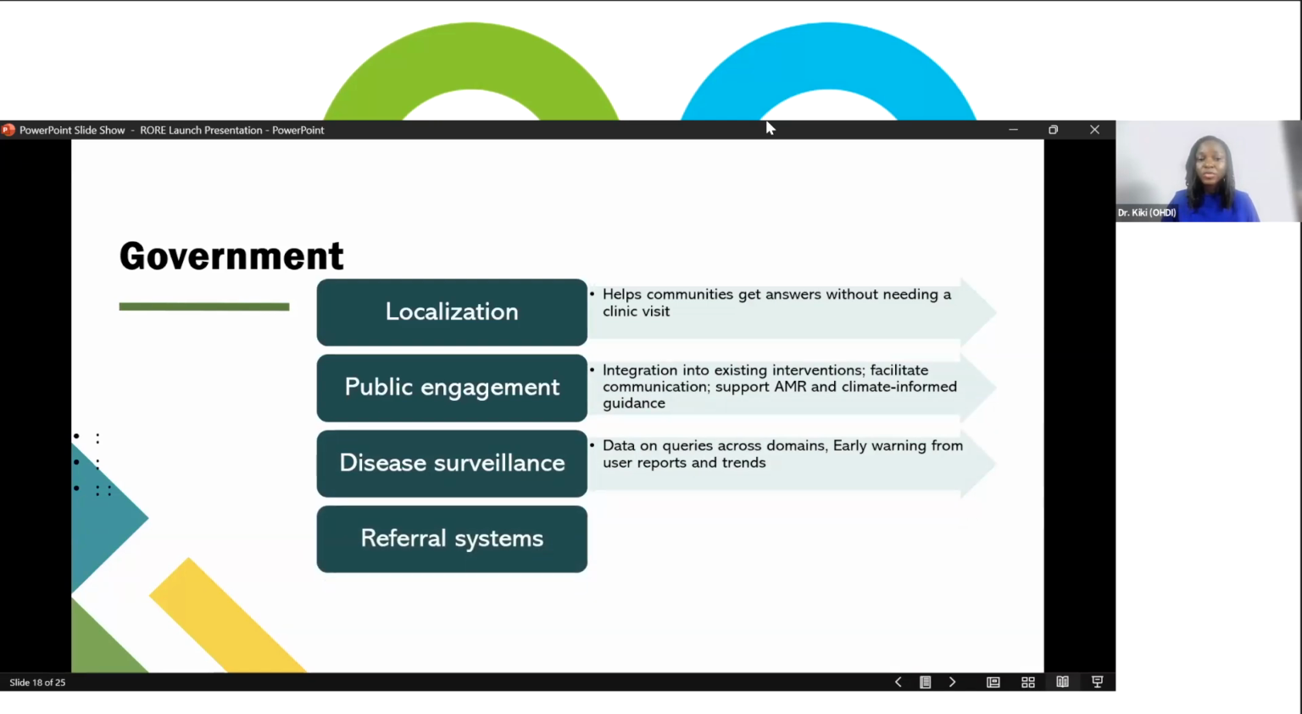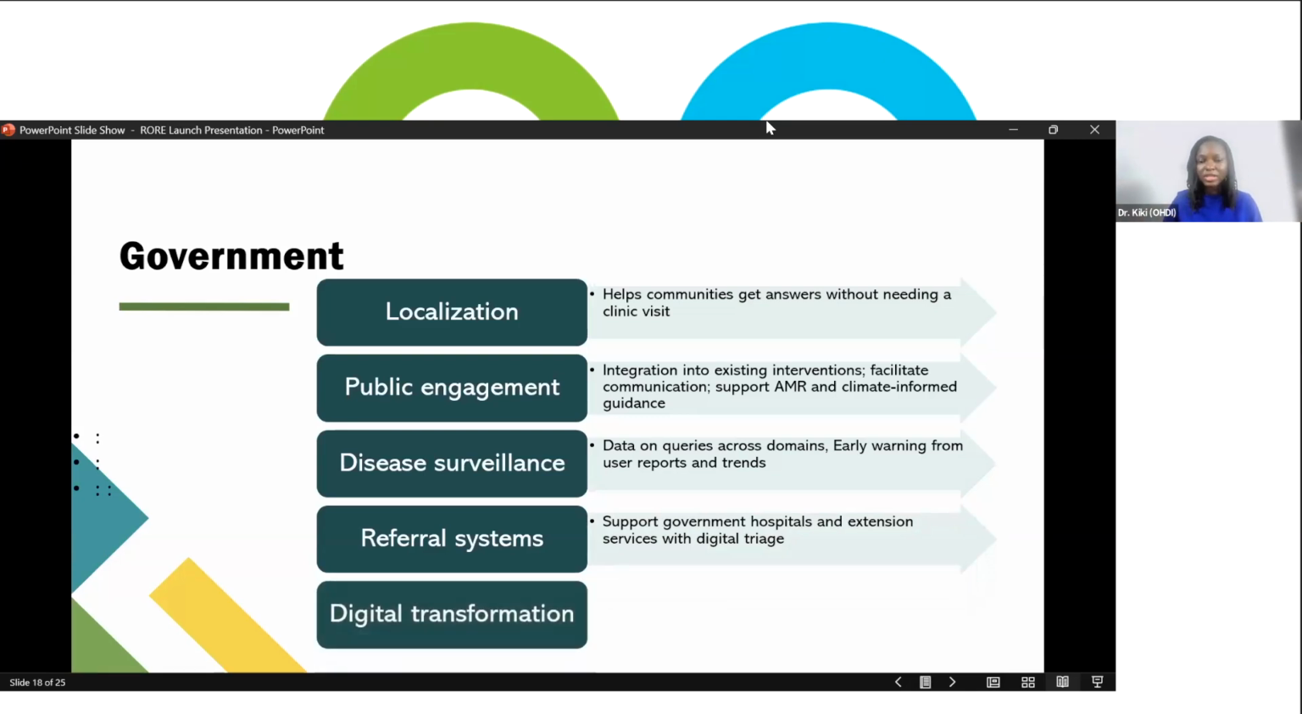It can also help with strengthening referral systems when it comes to access to government hospitals and digital triage, in terms of referrals to a laboratory, hospital, different health centers, or mental health support and things like that. And of course, it's a very good tool for modernizing or improving service delivery in health and agriculture.